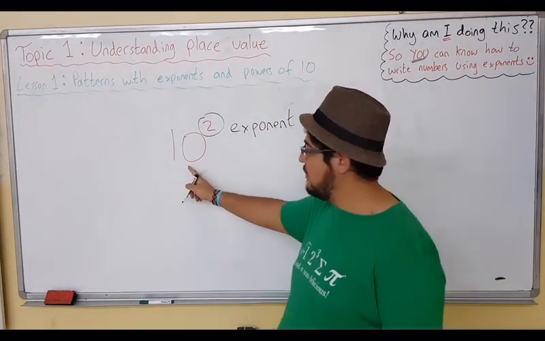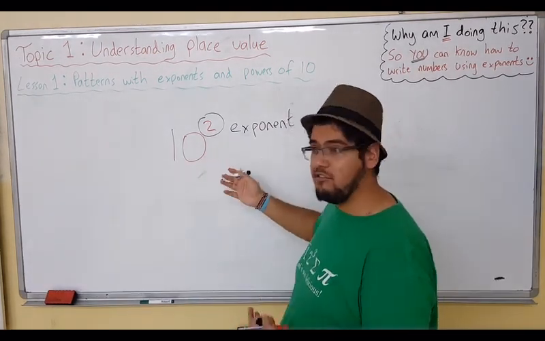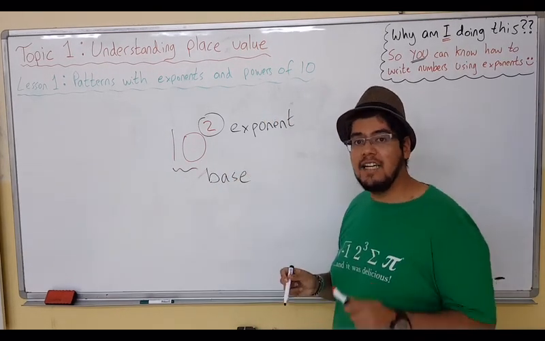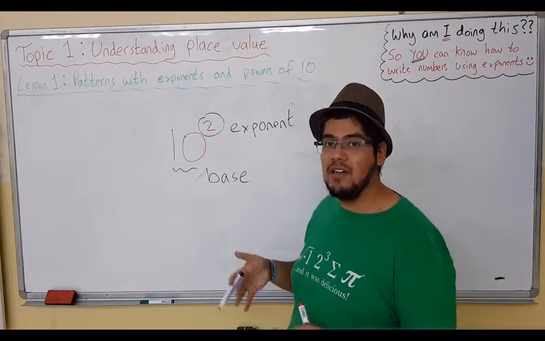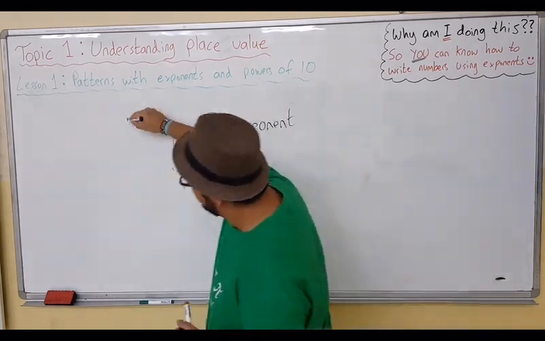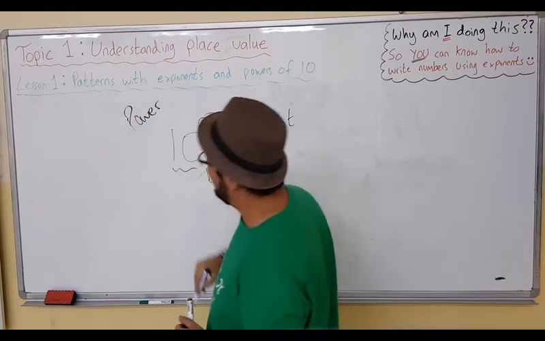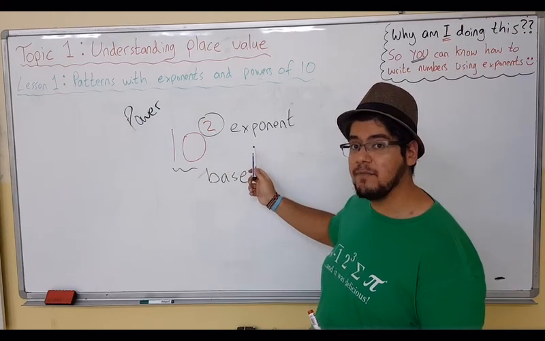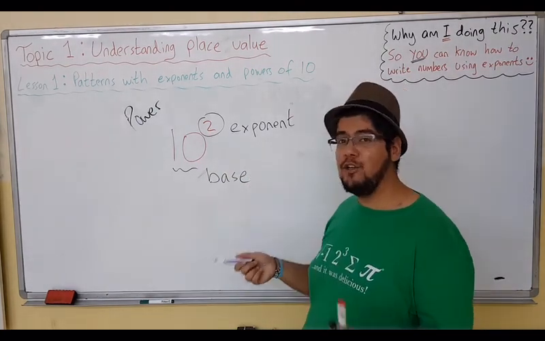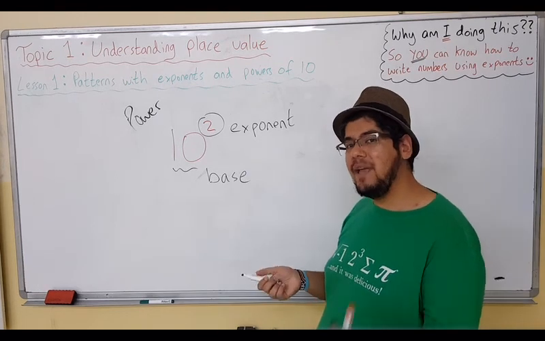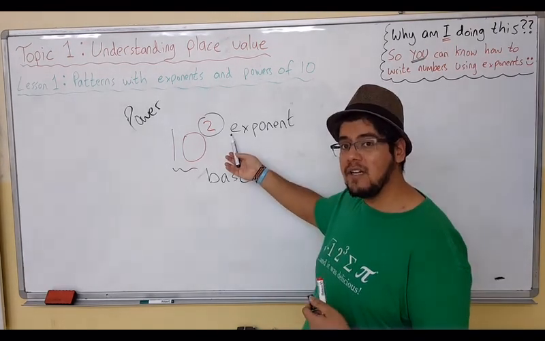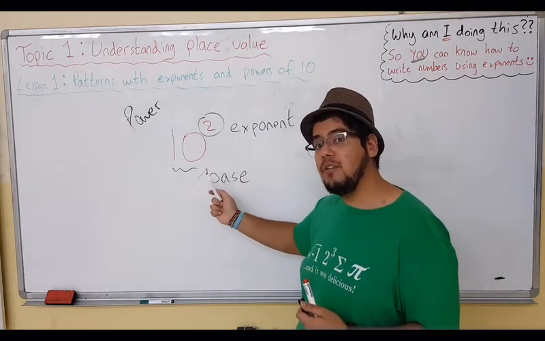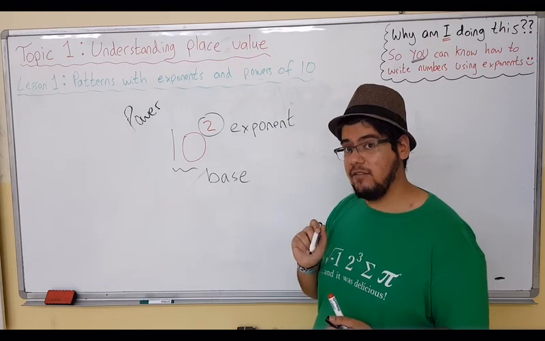This number, the 10, which is quite bigger than the other number, right? This is your base, okay? And generally the whole thing we call a power, okay? So let's put that there as well. Power. This is your power, that's your base, and that's your exponent, okay? So, why are you going to be seeing this in this lesson? Well, basically, the exponent tells you how many times you take the base and you multiply it by itself.